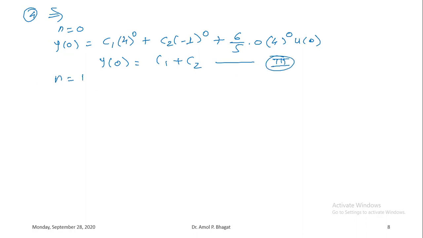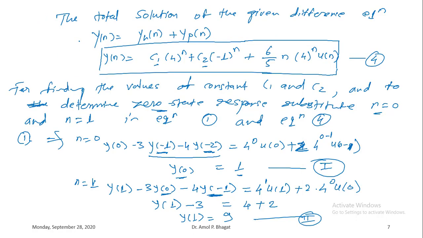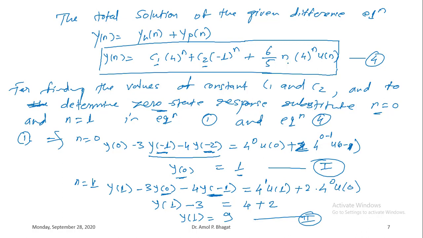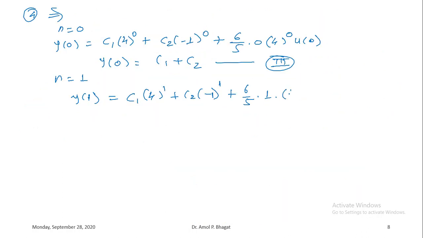Similarly, I will substitute n equals 1 in this fourth equation. So y of 1 is equal to c1 times 4 raised to the power 1, plus c2 times minus 1 to the power 1, plus 6 by 5 multiplied by 1 times 4 raised to the power 1 u of 1. So simply y of 1 is equal to 4c1 minus c2 plus 6 multiplied by 4, which is 24 by 5, since u of 1 is 1. I will call this equation 4.